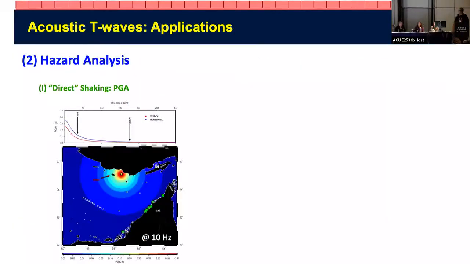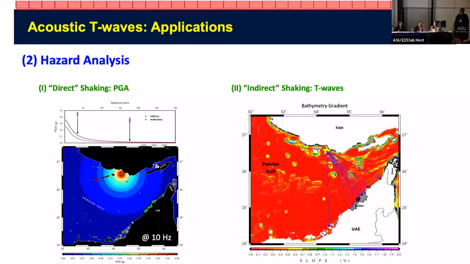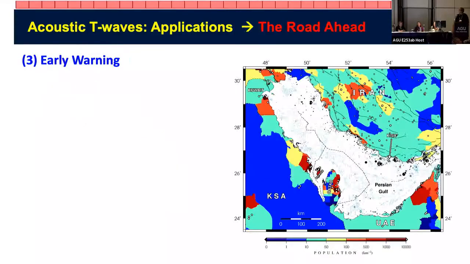Also, in terms of hazard analysis, you can see from the typical shaking, from attenuation equations, nothing's going to happen in the Emirates site. But if I do the indirect quote-unquote shaking, I can see that this is a typical arrival of T-phase, and this is what probably people felt in Dubai. And this needs to be taken into account in doing any kind of hazard model over there, because it's a very high frequency.